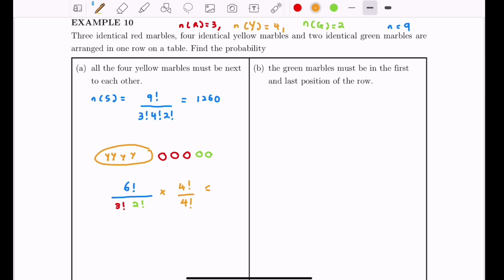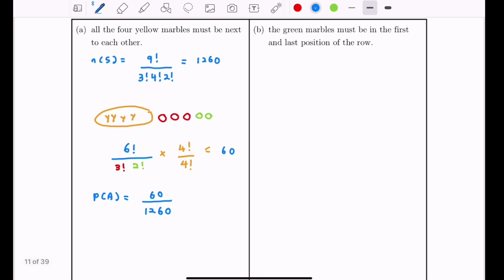So bila kita kira, kita akan dapat jawapan sebagai 60. So the probability of getting A, where A is the event such that all the yellow marbles must be next to each other, is 60 over 1260. So this can be simplified as 1 over 21.